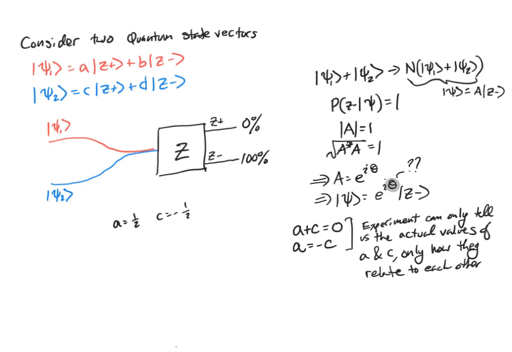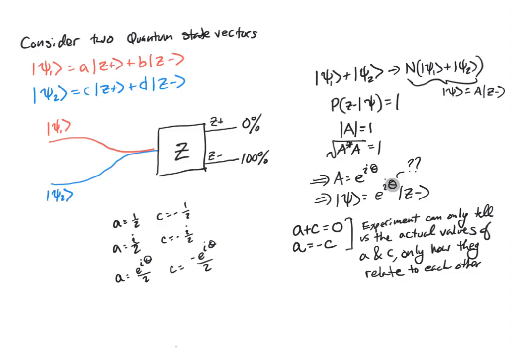But maybe instead of A being 1/2, maybe A is equal to i over 2. Well, then C has to be equal to negative i over 2. Those are the two obvious ways I can get a magnitude of 1/2. But in fact, A could be equal to e to the i theta over 2. And therefore, C could be equal to negative e to the i theta over 2.